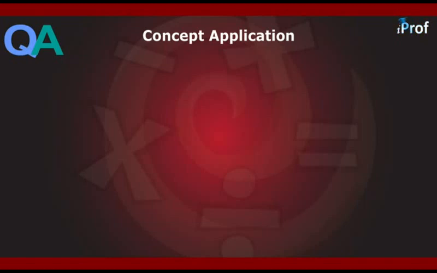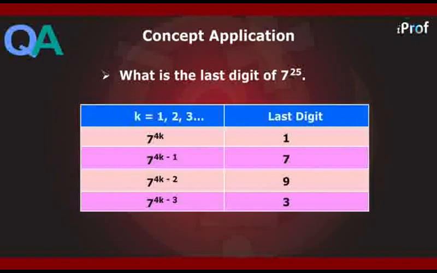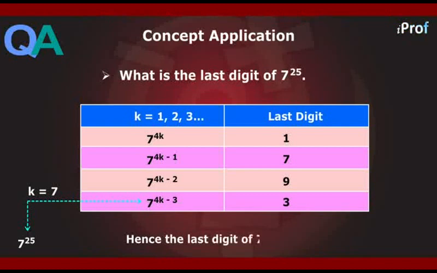We consider the question, what is the last digit of 7 raised to the power 25? Let us have a look at the table which gives us the last digit of the different powers of 7. 7 raised to the power 25 belongs to the category of 7 raised to the power 4k minus 3, where k is equal to 7. And hence, the last digit of 7 raised to the power 25 is 3. The students should also try solving this problem by the circle method.